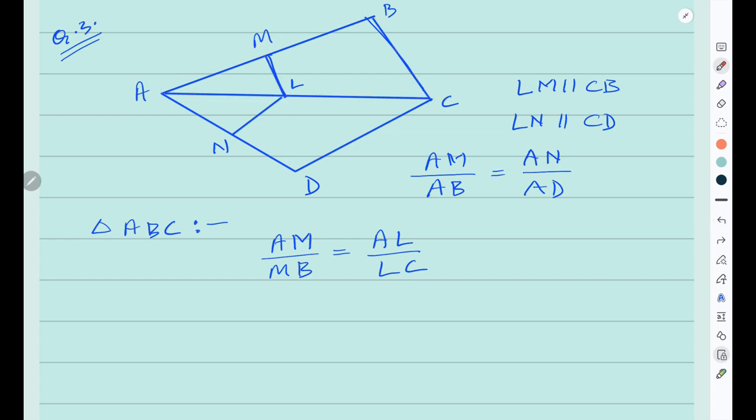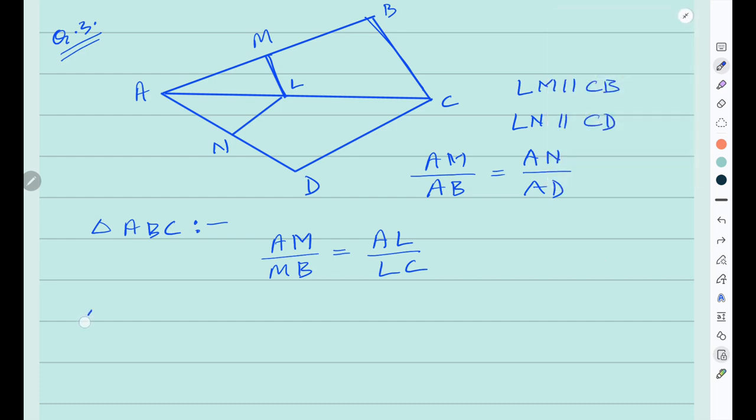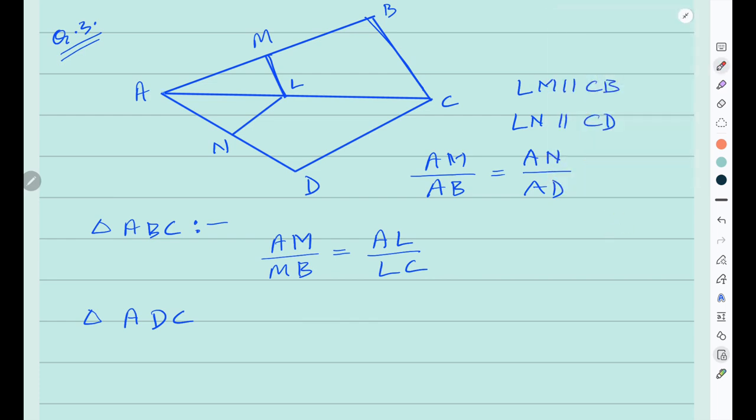And in a similar way, there is no difference. We can also consider triangle ADC, where we can say, let me just try to explain.